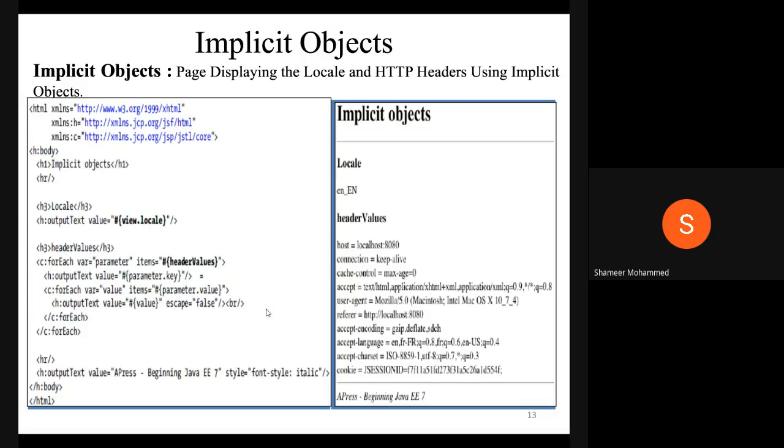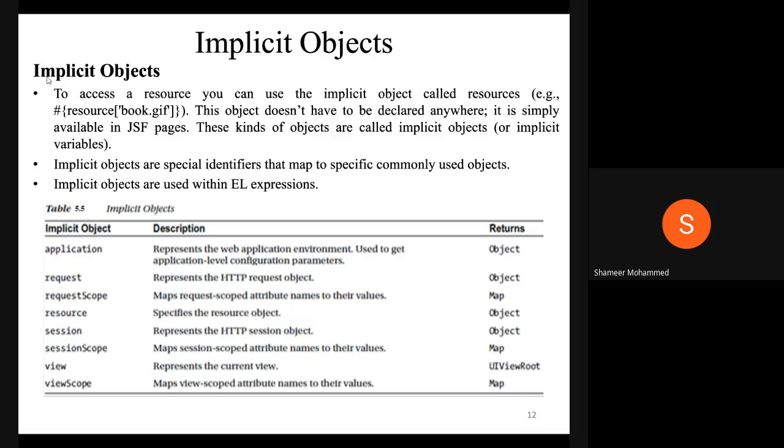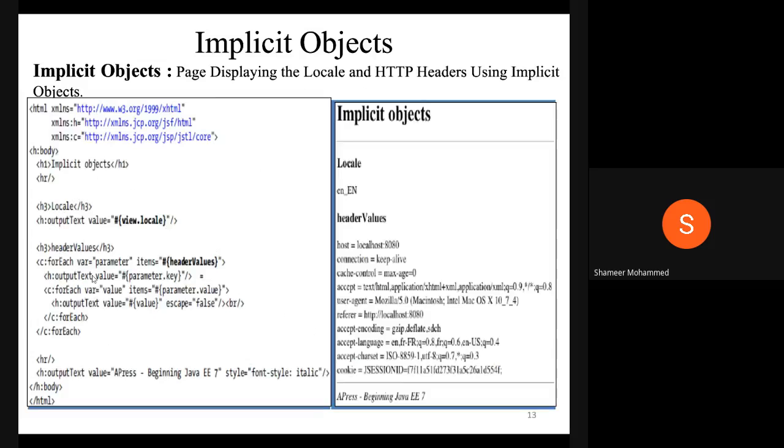So you understand now what is the use of these implicit objects? Using this view, our request, our session scope, our resource, we are going to access the objects. Understand? We are going to access the objects. Understand this one, students?